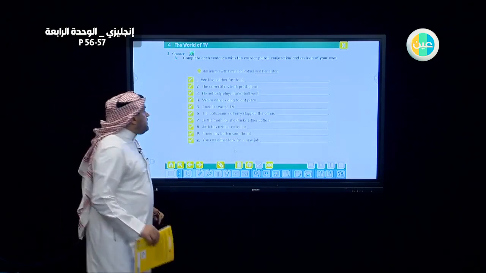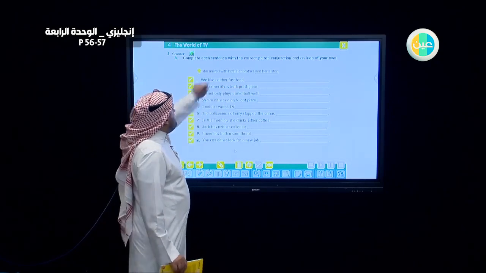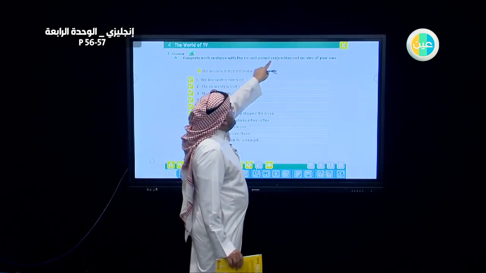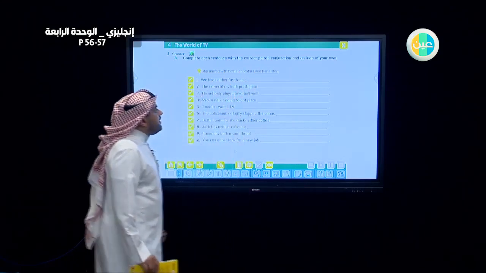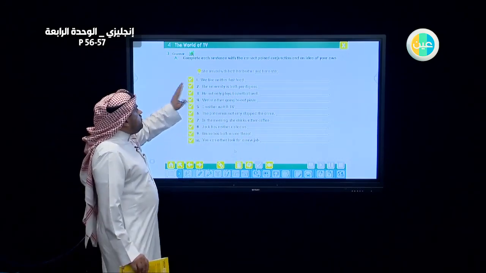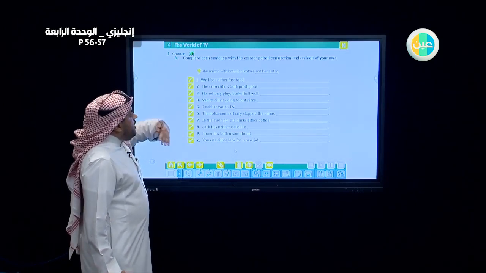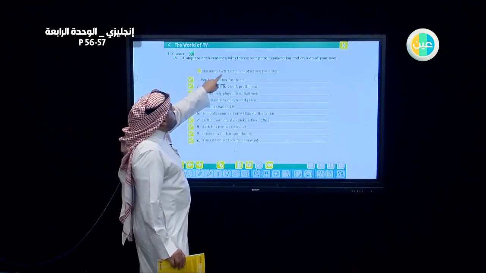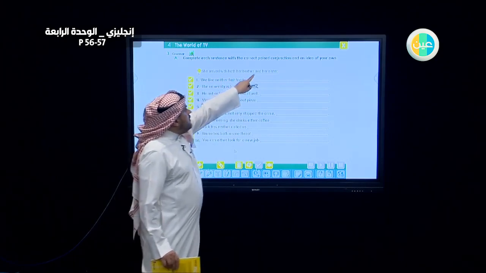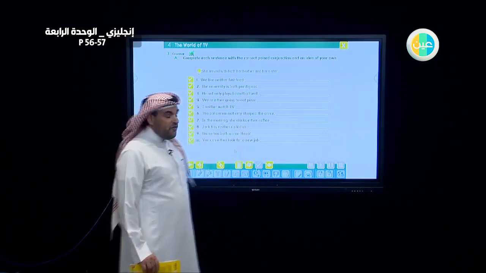Now we have an exercise here. Before we answer the exercise, let's see the example. You will complete each sentence with the correct paired conjunction and an idea of your own. You can say whatever you like, and you should use one paired conjunction, but the idea is your own. Like here, she arrived with both her brother and her sister. When we use and, we use the same part of speech, brother, sister. Both are nouns.